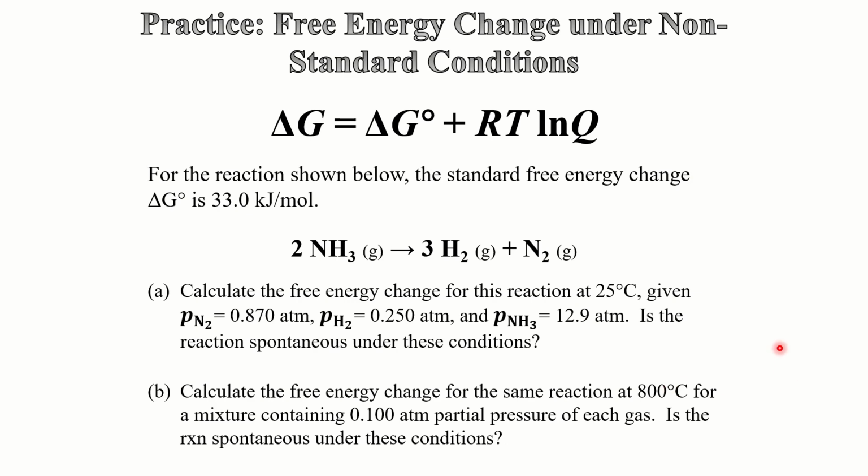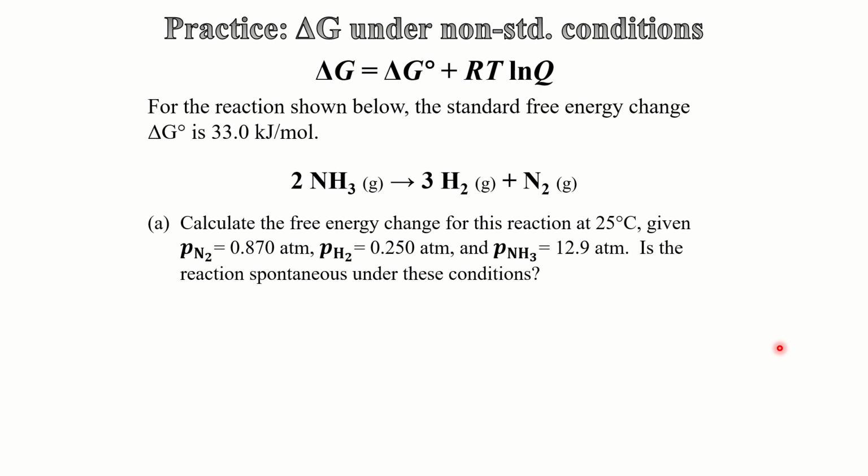All right, let's look at how these equations can be used. This question states, for the reaction shown below, the standard free energy change, delta G naught, is 33.0 kilojoules per mole. Calculate the free energy change for this reaction at 25 degrees Celsius given these current partial pressures. And the question asks, is the reaction spontaneous under these conditions? Okay, so we're going to want to use this equation here.